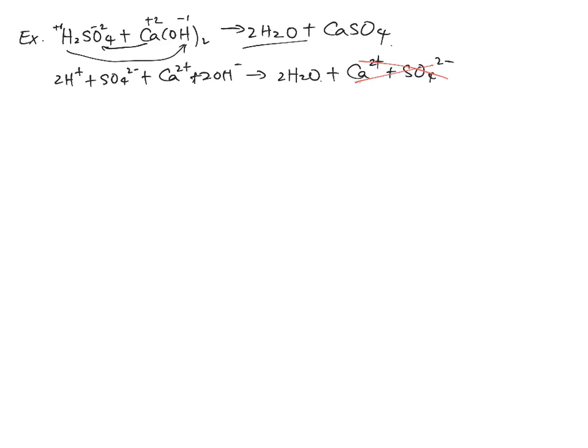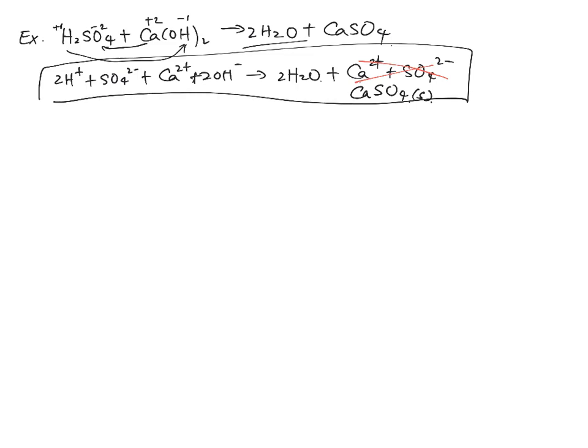Why? Well, rule number 4. Sulfates are soluble except when combined with what? Silver, lead, mercury 1, calcium, strontium, barium. Oh, calcium sulfate is an insoluble ionic compound. As a product in this reaction, this is actually a precipitate. That is your full ionic equation.